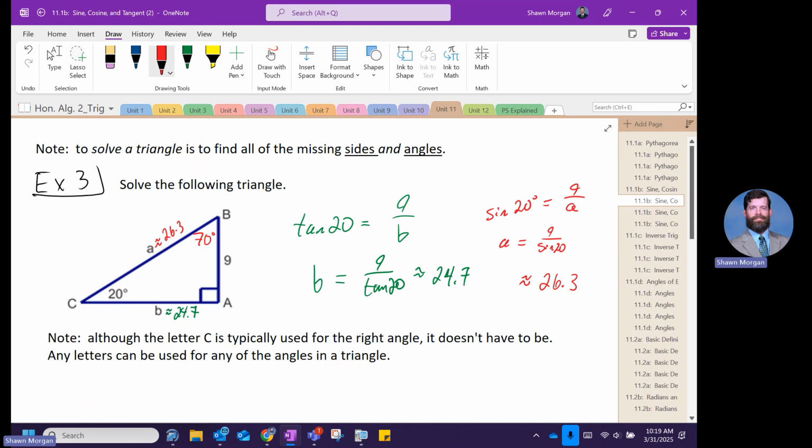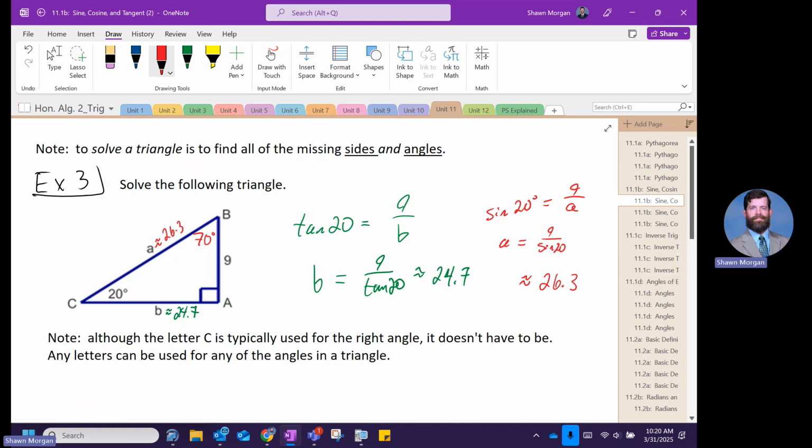Is the biggest angle across from the biggest side? Yes. Now check this out. This is pretty good. 70 degrees is a lot closer to 90 than it is to 20. Therefore, 70's opposite side, little b, is going to be a lot closer to little c than it is to little a. Okay, does that make logical sense here? Yeah. So because 70 is a bigger angle, its opposite side is going to be closer to the hypotenuse than it is to the other leg. Okay, that should make logical sense.